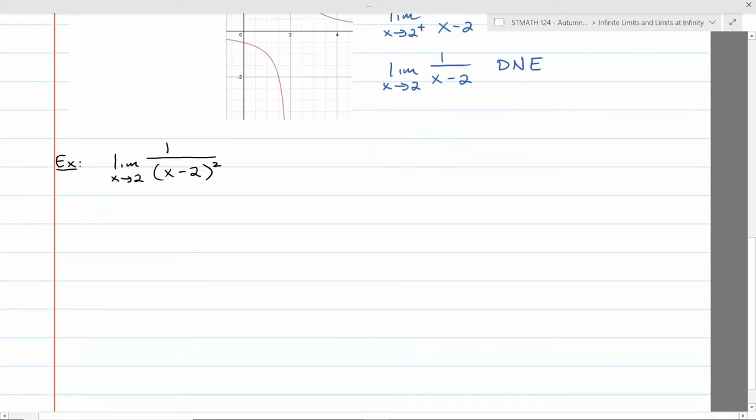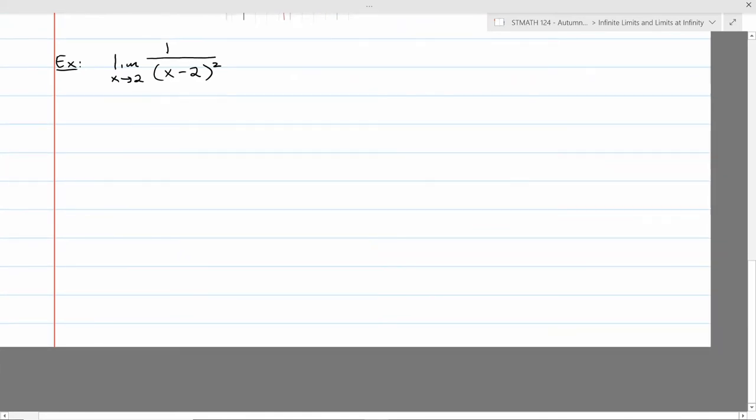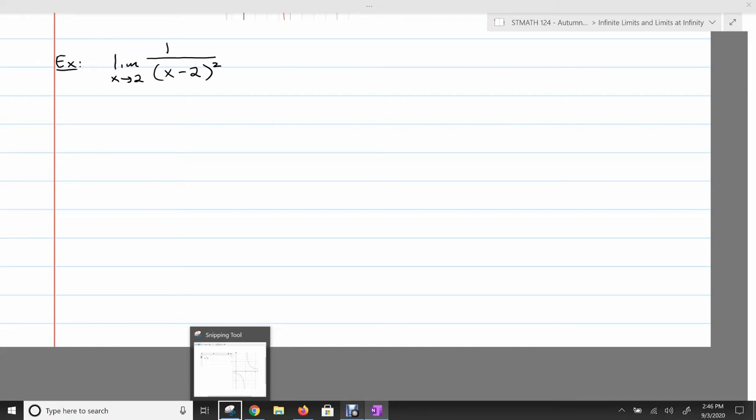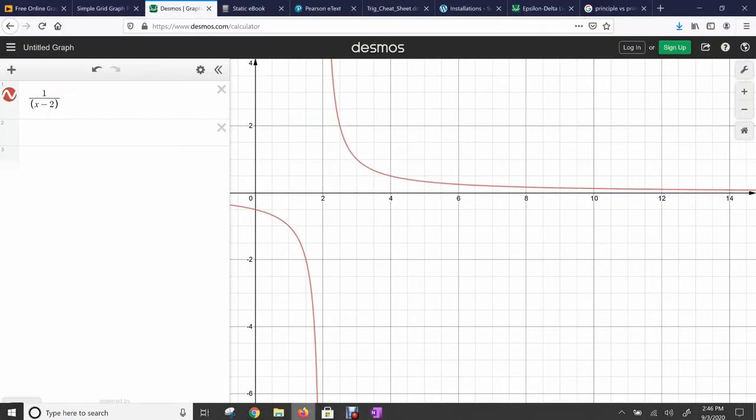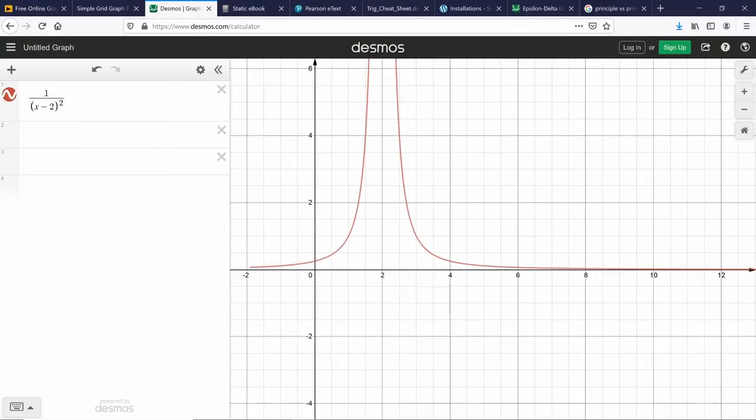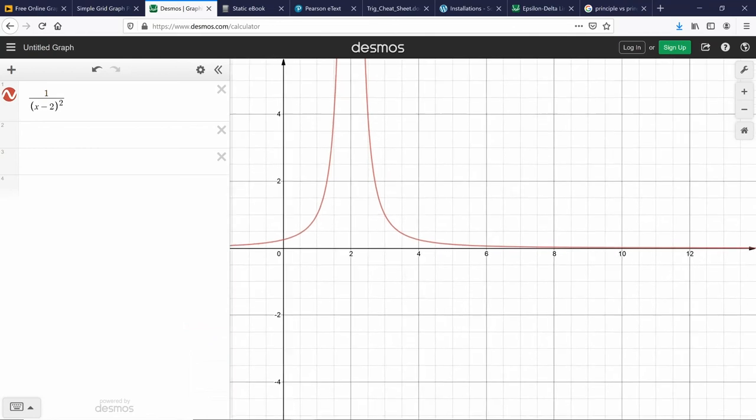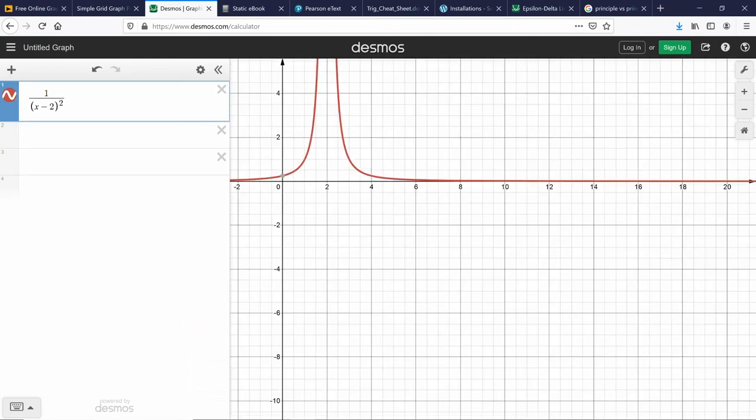On the other hand, we might examine this variation of the previous function, 1 over x minus 2 quantity squared. Let's go look at what the graph is saying about that. To get your mind going the right way, you might think about what that squaring on the bottom is doing, what effect it has. Okay, so slightly different this time. I'm seeing that the graph is going upward on both sides of 2 there.